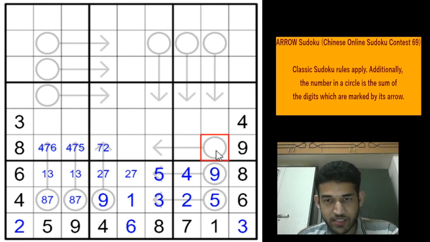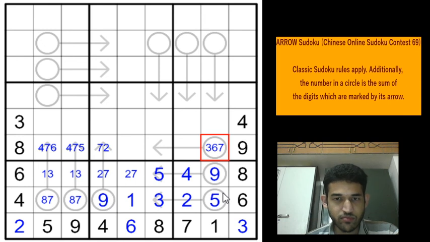Now let's look at this arrow stem. It cannot be 1 5 9, it cannot be an 8, it cannot also be a 4, so it can only be 2 3 6 7, the only possibilities, but 2 is not going to be possible, so it will be 3 6 or 7, right?